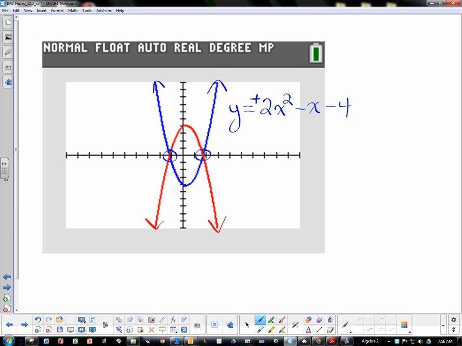So that tells me that it's going to be heading up. And the other one, this red one here, it's heading downward. So it's y is equal to negative 2x squared plus x plus 4. Pretty easy to tell the direction of opening, correct? Let's head back.